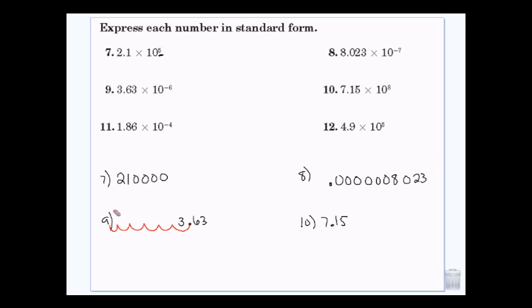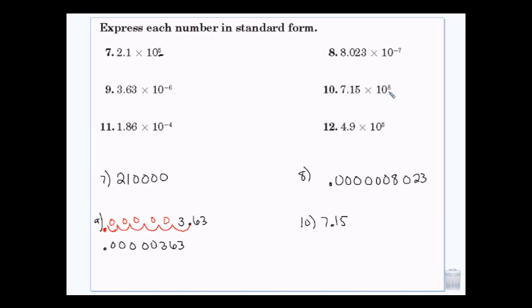Let me space that out a little better. Put the 9 over here. So I've got these 6 spaces, so I'm moving my decimal to there, and I'm adding all of these blank spaces to be zeros. So this is going to be 0.00000363.